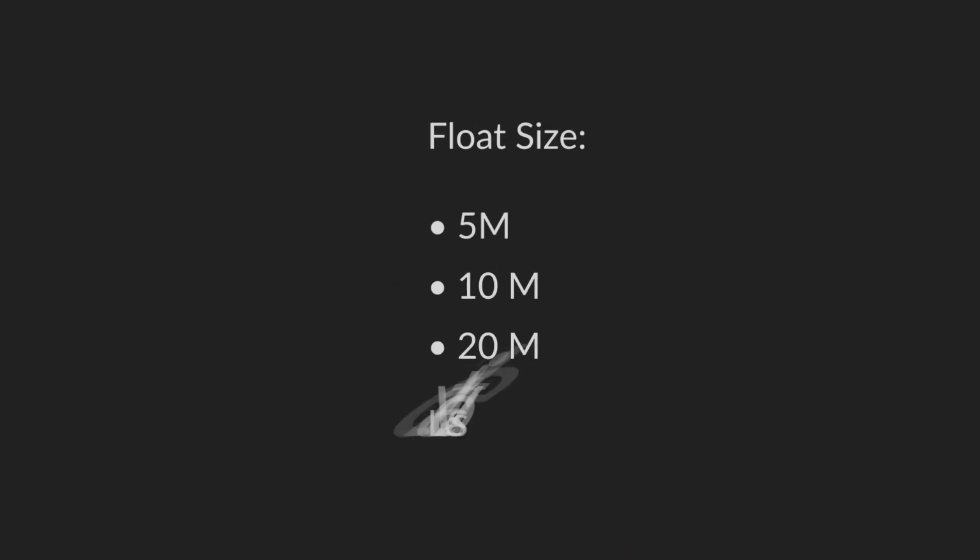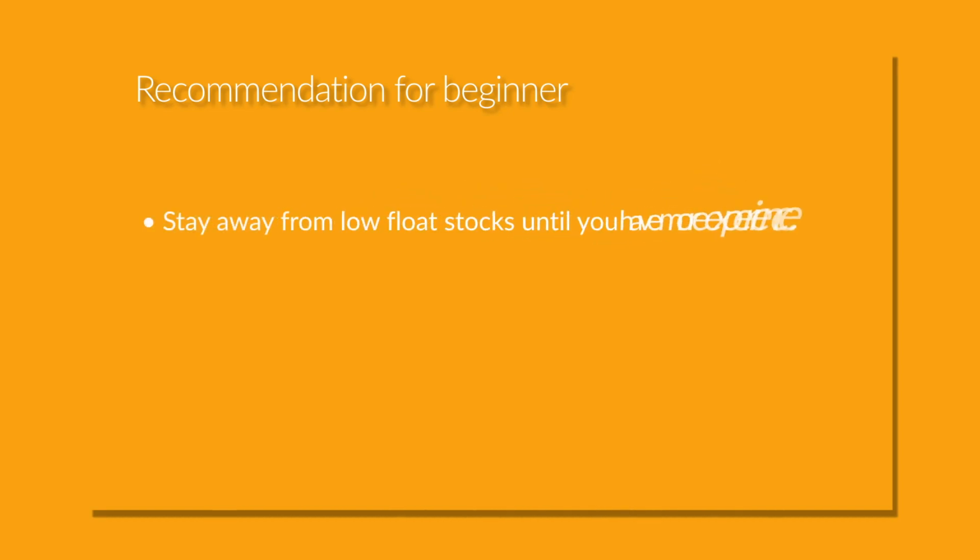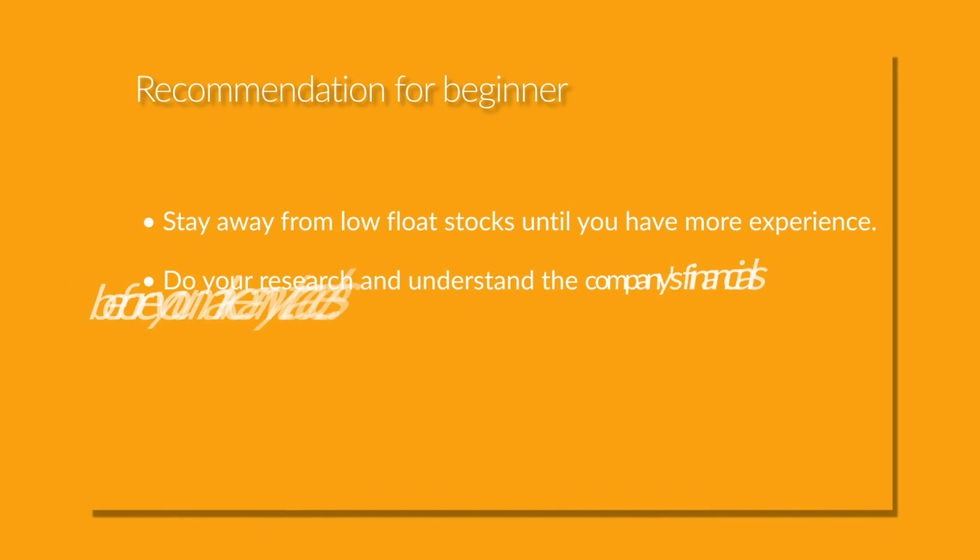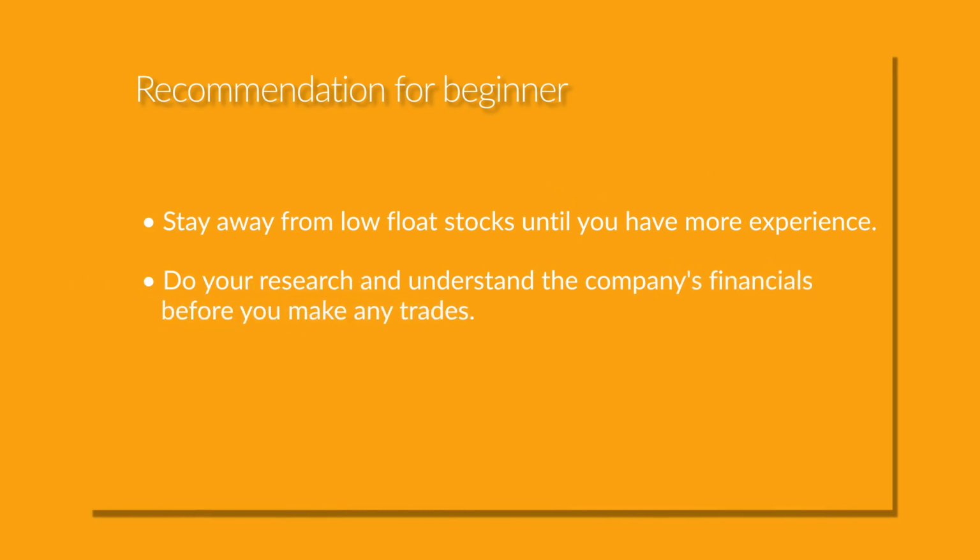I prefer to trade stocks with a float of 5, 10, or 20 million shares, because these stocks are less volatile. I also want to warn that low float stocks can move very quickly, so it's important to be prepared for sharp price changes. If you're a beginner investor, I recommend that you stay away from low float stocks until you have more experience. Do your research and understand the company's financials before you make any trades.